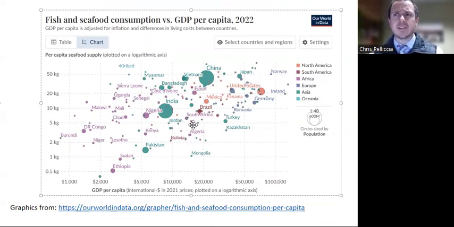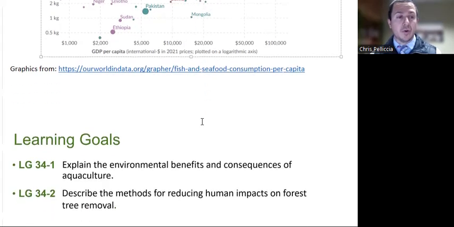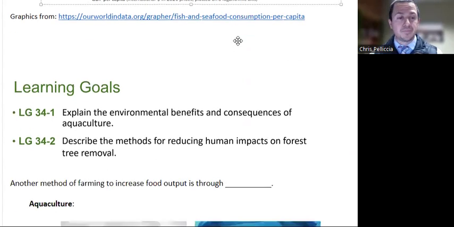So with this as a framework, with these changing habits and an increasing amount of fish consumption, I then want to pivot to our two learning goals. Our learning goals in this video are going to be explaining the environmental benefits and consequences of aquaculture, and then describing some methods for reducing human impact on forest tree removal.